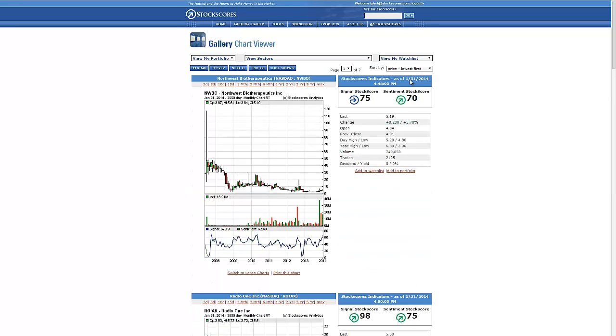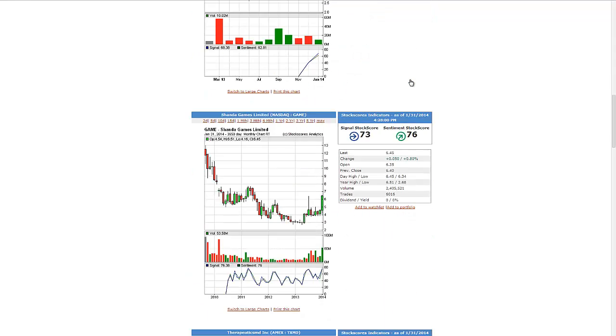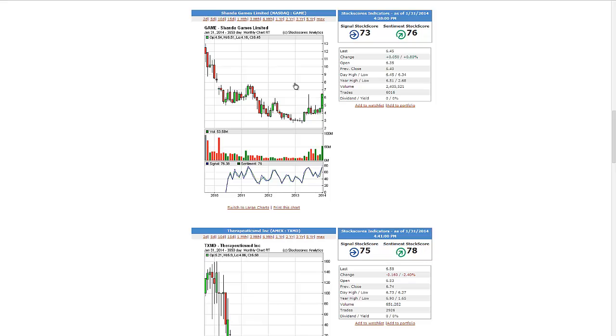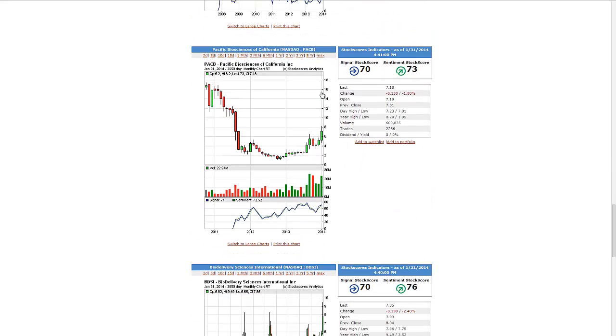Now, I teach my students how to read chart patterns, and there's certain things we look for. For example, this chart here for Shanda Games is not a great chart, but pretty good. I rate it a 6 out of 10. I can continue to cycle through the charts in the gallery chart viewer, looking for stocks that are breaking from low volatility and from optimism.